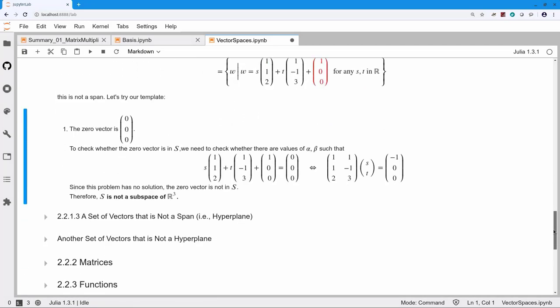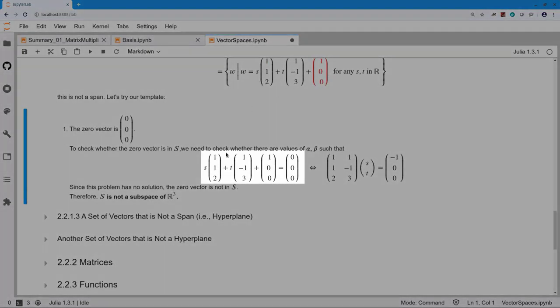When I put that down in that fashion, I want to ask whether or not there's an S and a T, so that if I write S times this vector plus T times this vector plus the constant vector and set it equal to 0, that's my W, that has to be satisfied, and I have to figure out, is there such an S and is there such a T? Well, if I rewrite this slightly, I see an AX equals B type of problem. A constant matrix times this unknown vector for entries S and T equal to a constant vector. And when I try and solve that, I find that it doesn't have a solution. Therefore, the zero vector is not in S. This is the easy case where the zero vector is not in, and therefore S cannot be a subspace of R3.